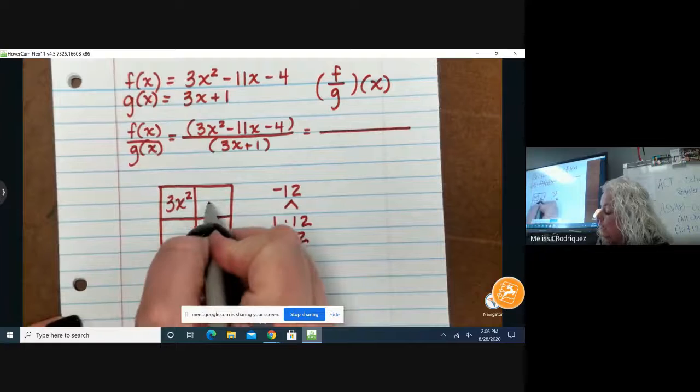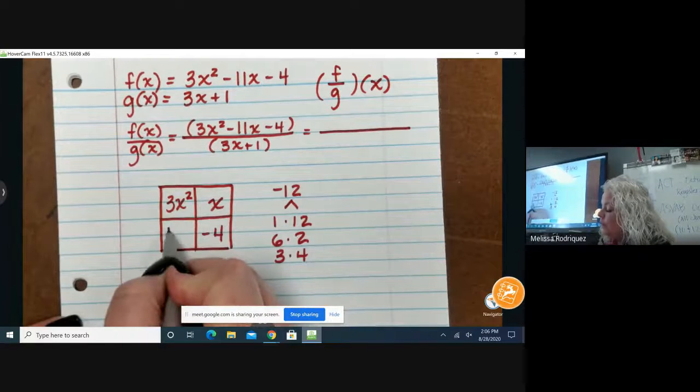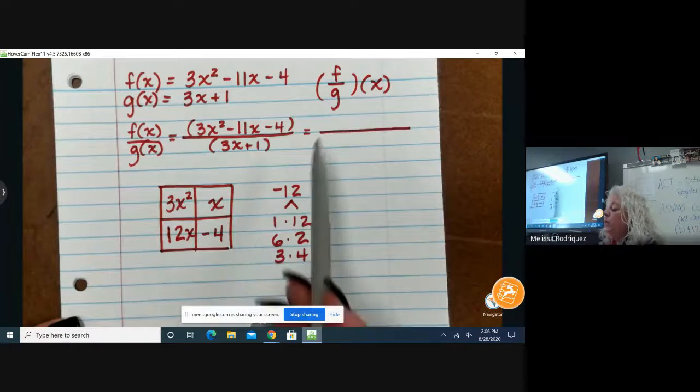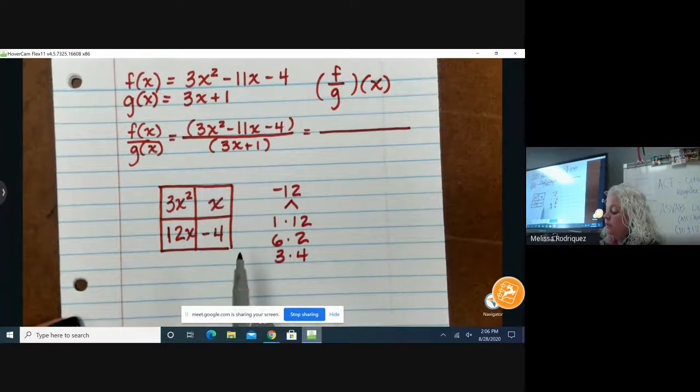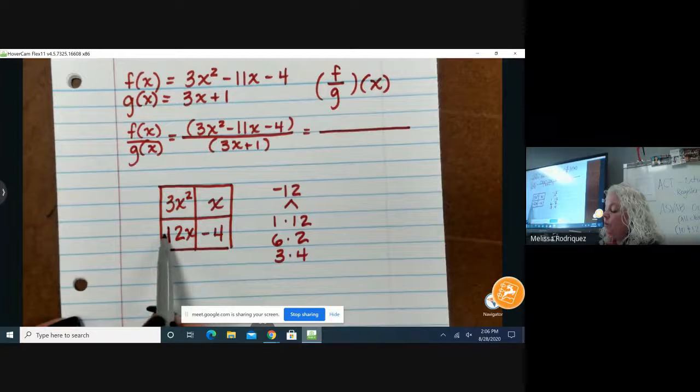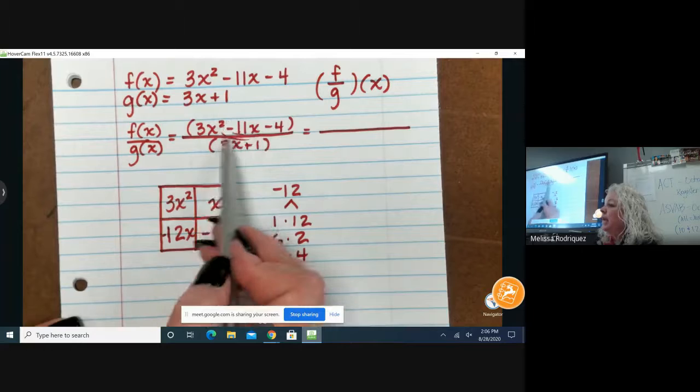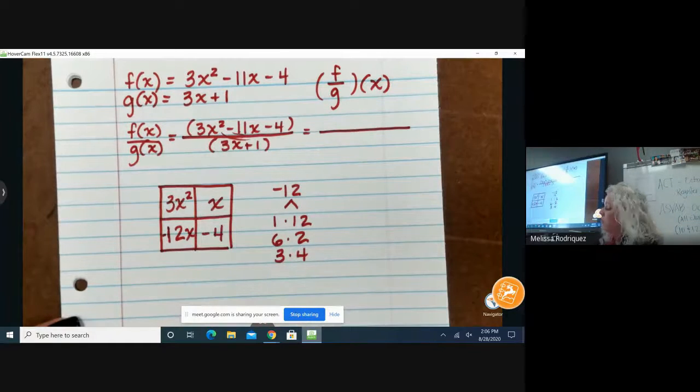So I've got 1x and 12x. Now I should probably give one of them a sign. Which one needs to be negative? The negative 12. Because the bigger number needs to carry it because I want to get a negative 11. Start dividing.